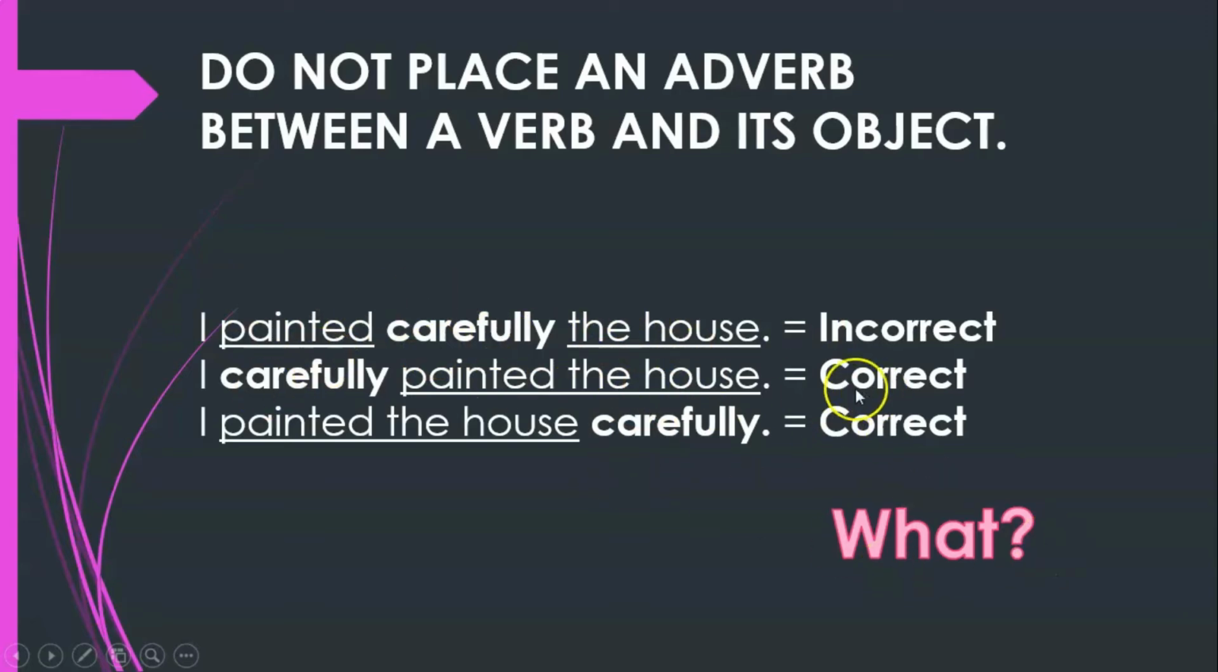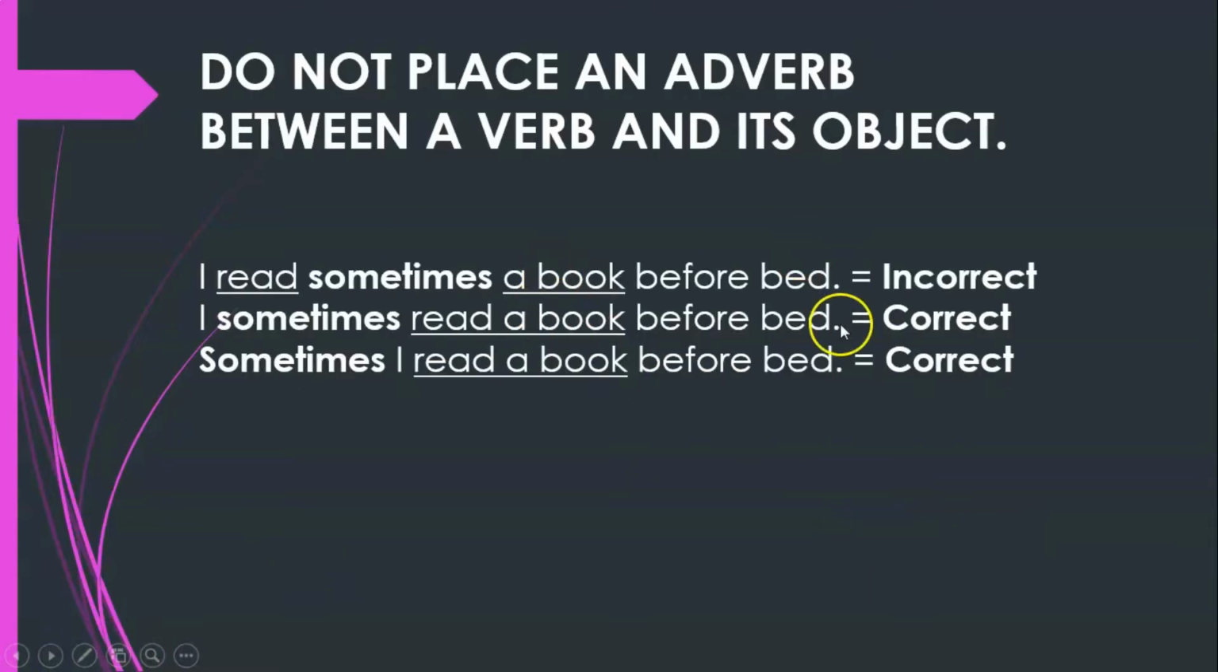Here we have the correct sentence. First, we have it in the middle. I carefully painted the house. And in the other example, we have the adverb at the end. I painted the house carefully.